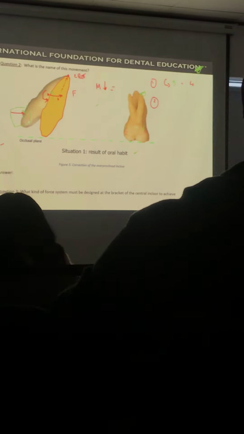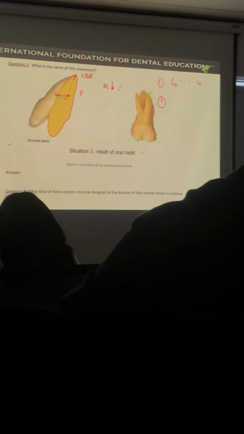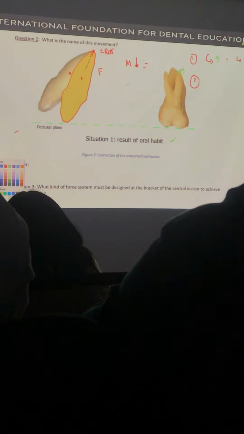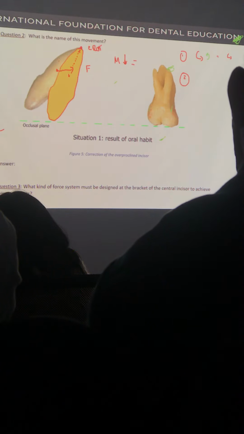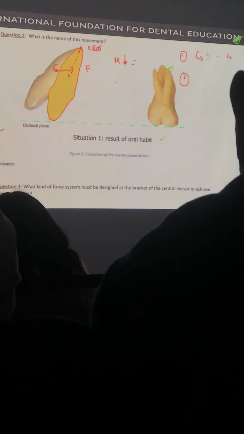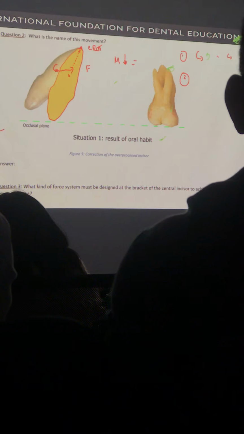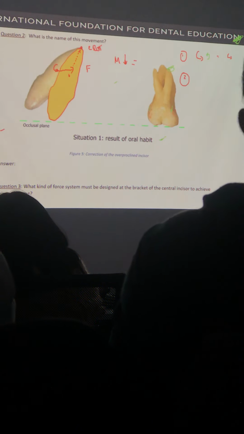So now, for the second solution, we need to have the same force, as I said. So you put the same force at the center of resistance, but you want a smaller moment. Moment equals F times D. So if you want to reduce the moment, with F constant, D is decreased. So what you do on the bracket is reduce the distance from the line of force to the center of resistance.